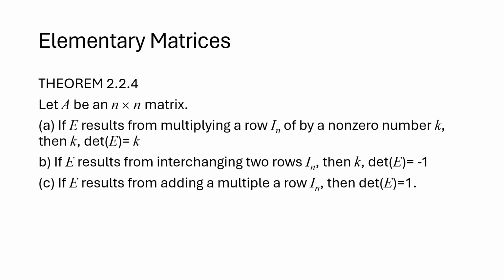Let's have theorem 2.2.4. For elementary matrices, it will be useful to consider the special case of theorem 2.2.3 in which the matrix A is equal to the n by n identity matrix, and E rather than B denotes the elementary matrix that results when the row operation is performed on that identity matrix.